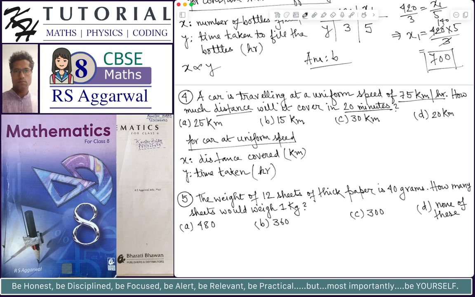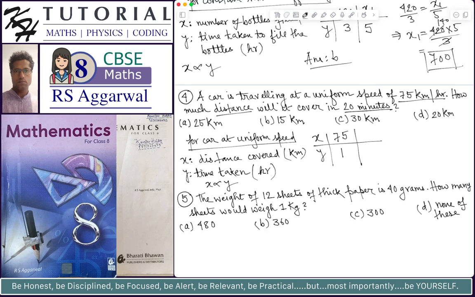So we can say that x is varying directly with y, where x is the distance covered in kilometer and y is the time taken to cover the distance in hour. Remember that the car is traveling at a uniform speed, that is, the speed is constant. Now let's see what data we can enter in the table. The first data we get is that the car is covering a distance of 75 km in 1 hour. So 75 and 1.